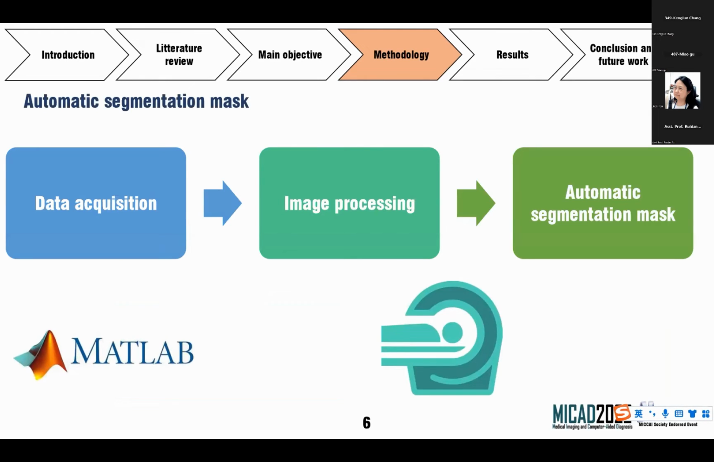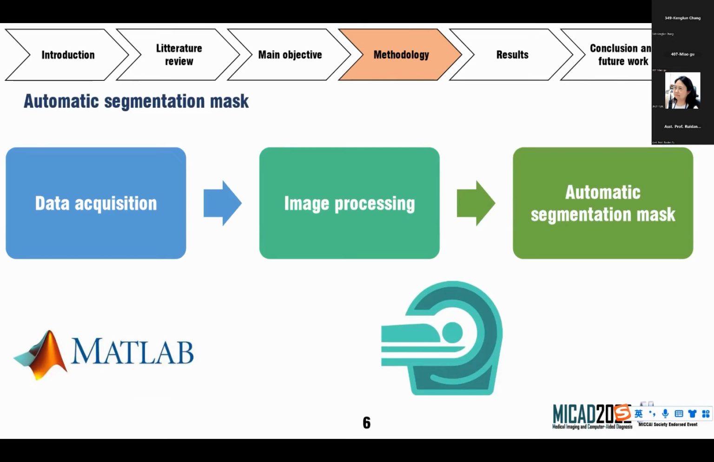Even though the main objective of our work was to create a lunate prosthetic replacement in the case of Kienböck disease, we developed an automatic segmentation mask with the purpose of reducing the time consumed in manual segmentation, which will give better diagnosis and accurate classification of Kienböck disease. For that, we utilized MATLAB, which is an open source software for numerical computation and image processing.